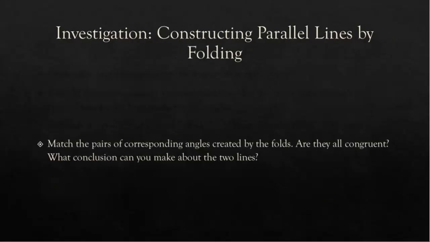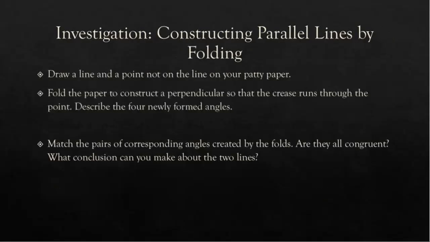We're going to construct parallel lines by folding. First, we'll draw a line and a point not on the line on some kind of patty or tracing paper. Then we'll fold the paper to construct a perpendicular that runs through the point and is perpendicular to the line you have drawn. We'll talk about the new angles that you've formed.